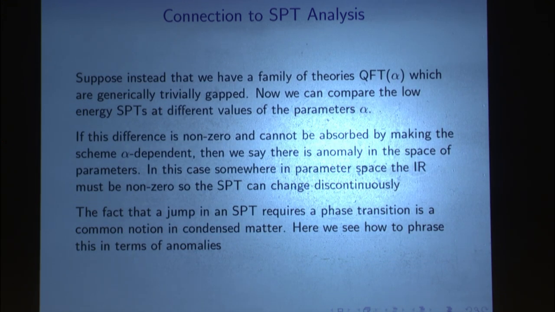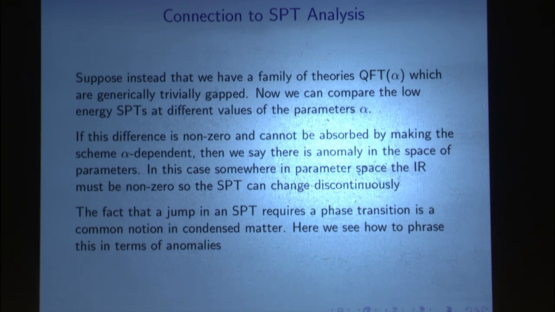But now suppose instead you have a family of theories that depends on a parameter. Then we'll see that these Fs can come to life, because we can compare the low energy Fs that we get at different values of the parameter. And if this difference is not zero, and it can't be absorbed by making our scheme depend on the parameters, then there is an anomaly in the space of parameters. That's one thing we've been saying.